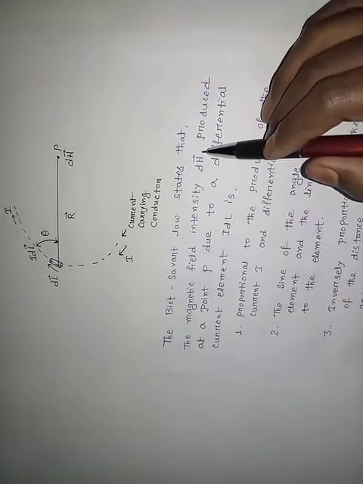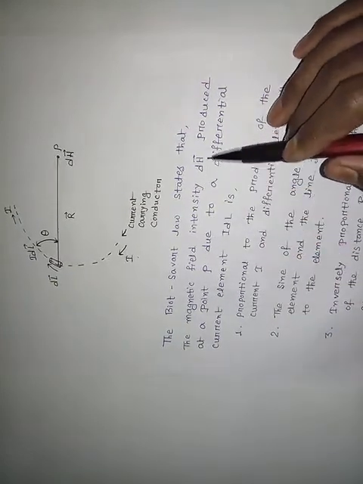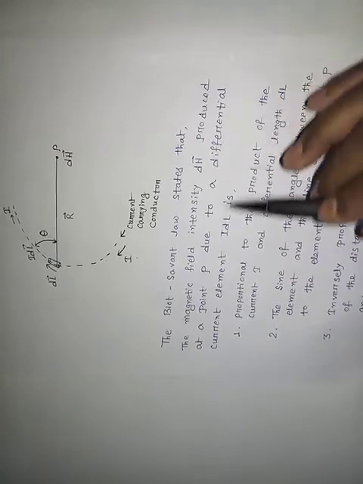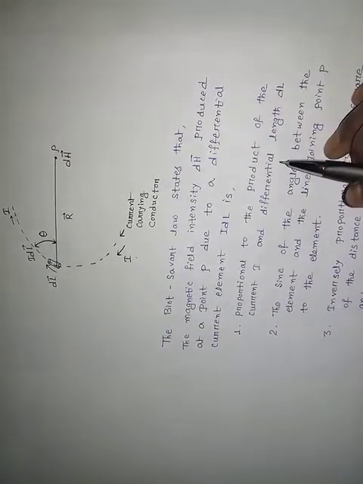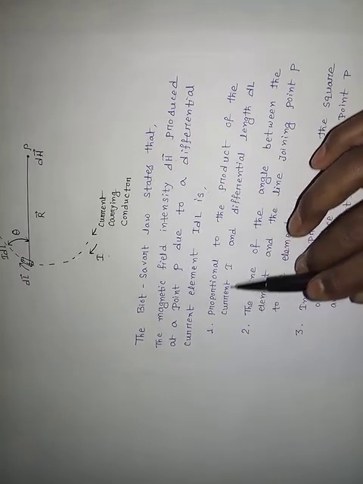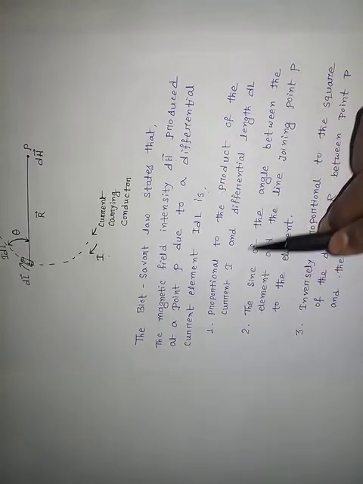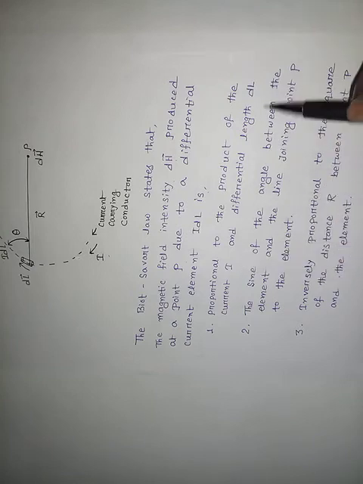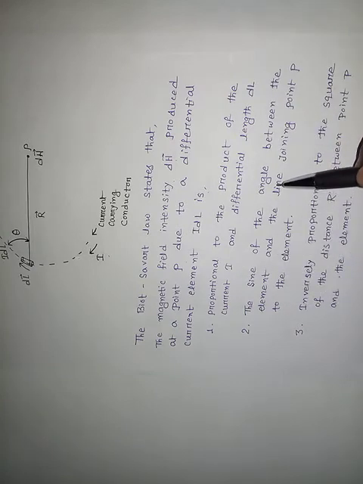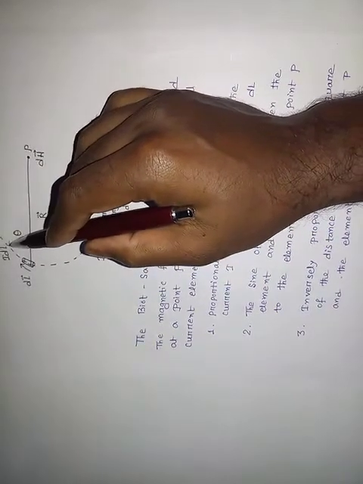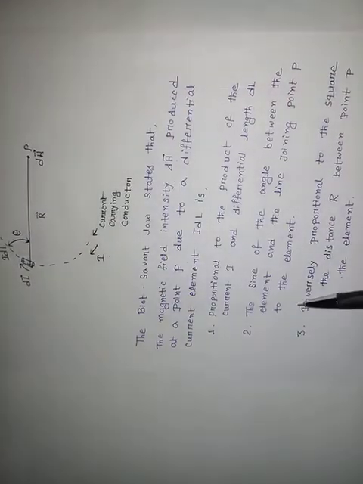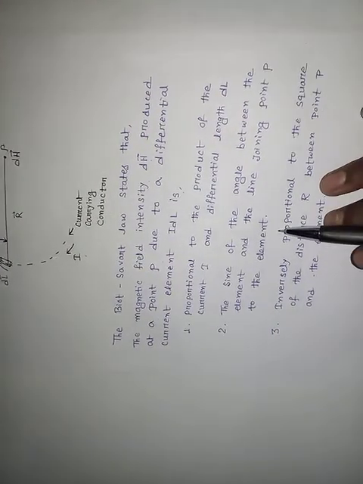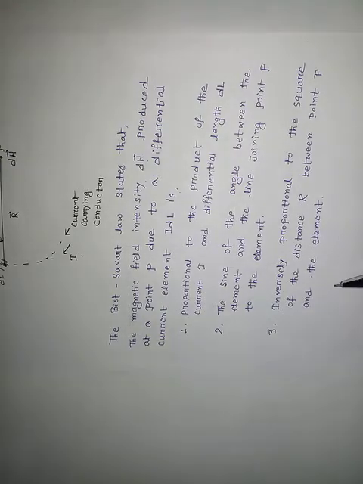Now the Biot-Savart law states that the magnetic field intensity dH produced at a point P due to the differential current element I dl is, number one, directly proportional to the product of the current I with the differential length dl, that is I dl. Next, proportional to the sine of the angle between the element and the line joining point P to the element. Next, inversely proportional to the square of the distance r between point P and the element.